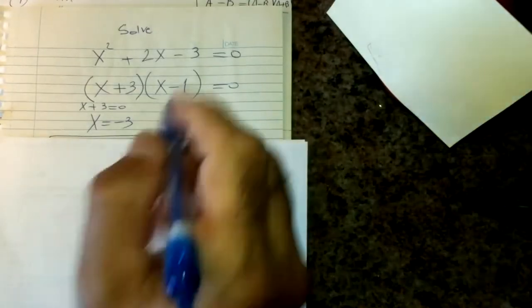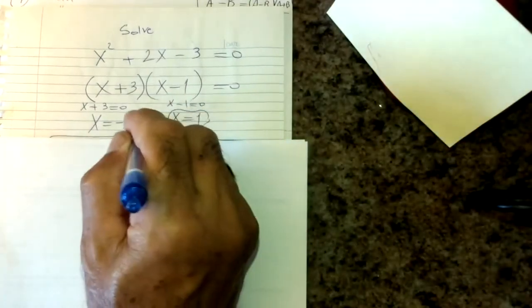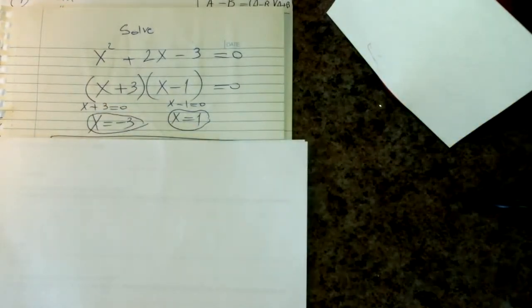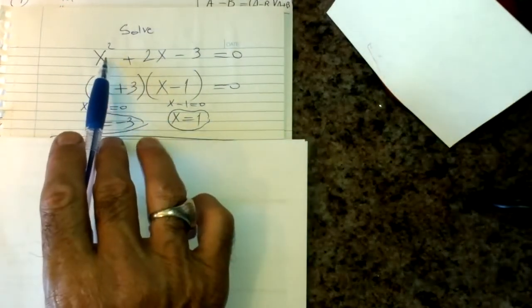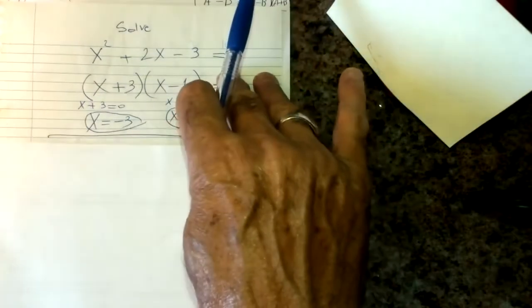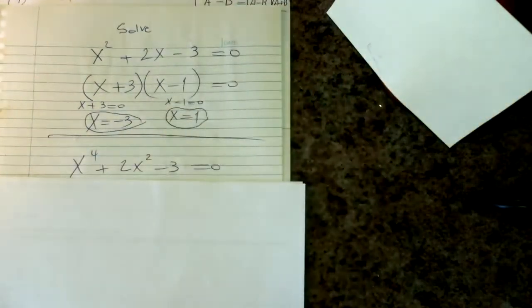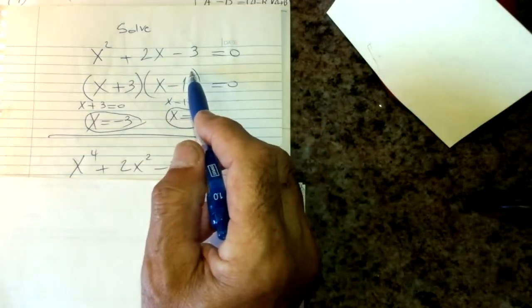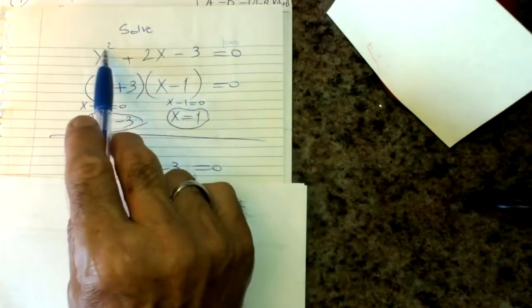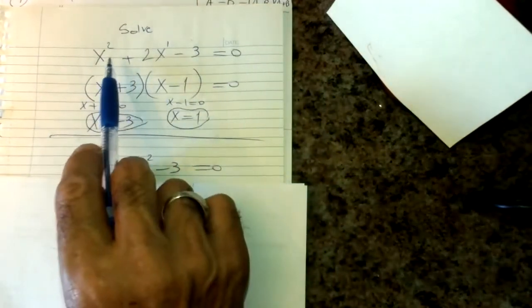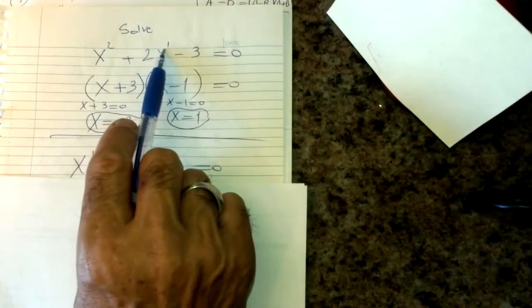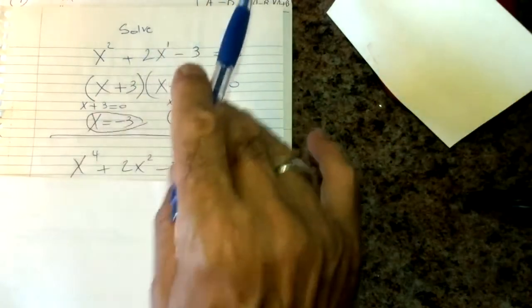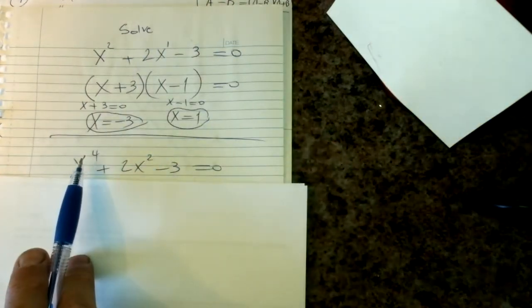And we find the x. Now, what if you have, instead of x² and x, what if you have x⁴ and x²? It's very similar. So what you do here is you need to understand the basic. That means when this is 2 and this is 1, basically you double the power, right? You go from 1 to 2. And here you go from 2 to 4.